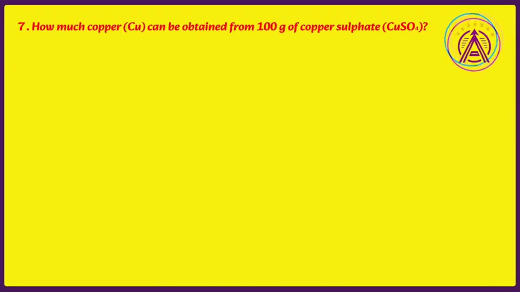Question number 7. How much copper can be obtained from 100 grams of copper sulfate? Okay, so it's very easy. The first step is to find the molar mass of copper sulfate. If X amount of copper sulfate has Y amount of copper, 100 grams of copper sulfate will have how much copper?